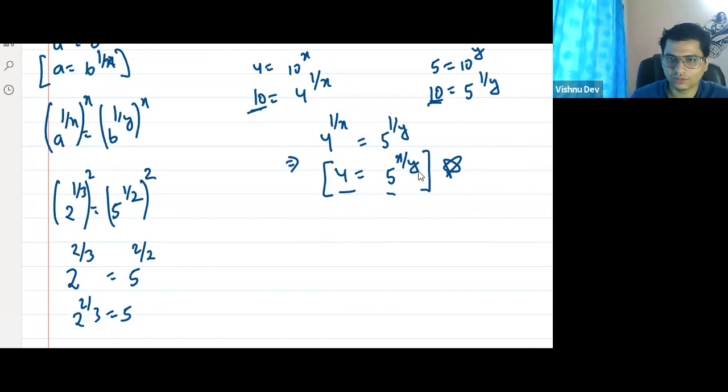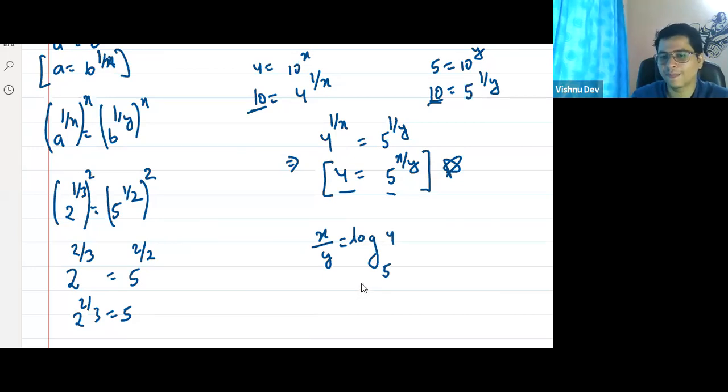Take log. What's the power over here? x by y. So x by y times log is equal to x by y times log 4 base 5. Base is 5, right? It is log 4 base 5. Anyone have any doubt in this? No, sir.